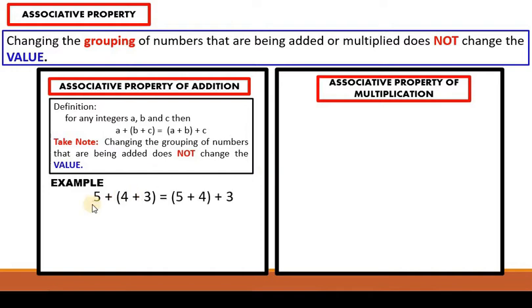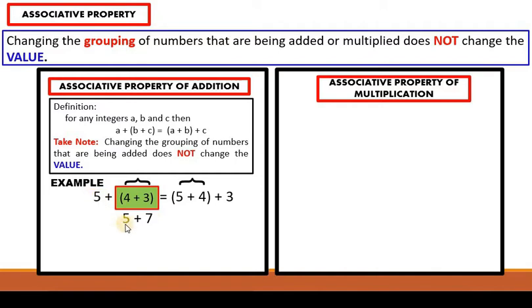The positions stay the same: 5 plus 4 plus 3, 5 plus 4 plus 3. But if you notice, here the ones grouped are 4 and 3. Here, we grouped 5 and 4. So we just moved the groupings. Changing the groupings will not affect the sum or the answer. Let's see. When we solve what is inside the parentheses, you'll get 7.